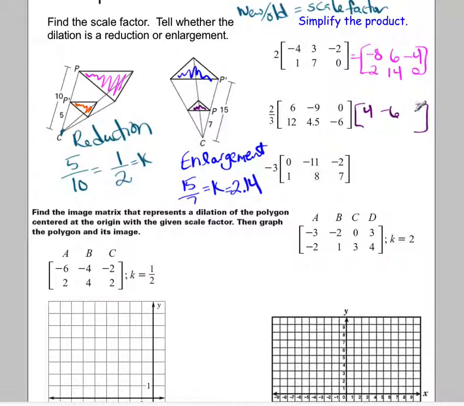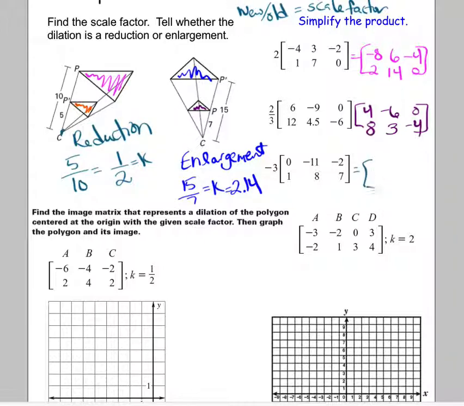Anything times 0 is 0. Then we have 12. 12 times 2 is 24, divided by 3 is 8. Okay, now for this 4.5. 4.5 times 2 is 9, divided by 3 is 3. So it looked like it was going to be crazy, but it worked out really well. Then we have -6 times 2 is -12, divided by 3 is -4. So there's the new matrix for that.